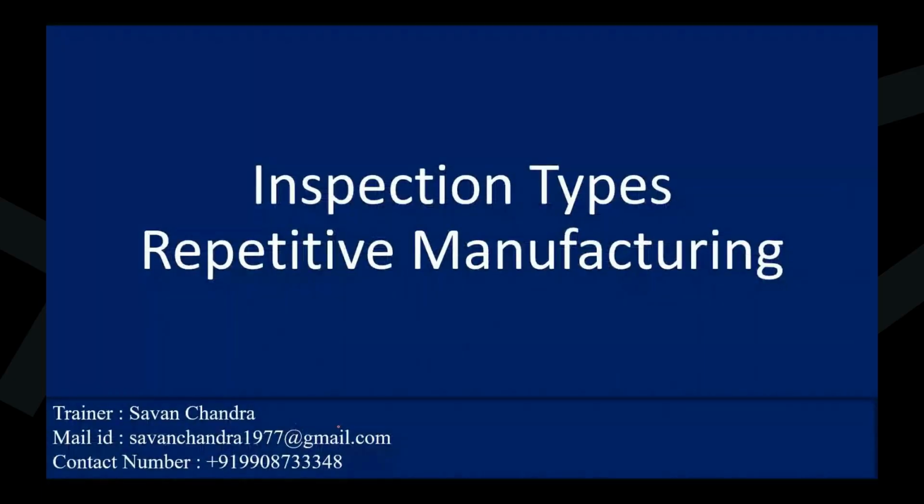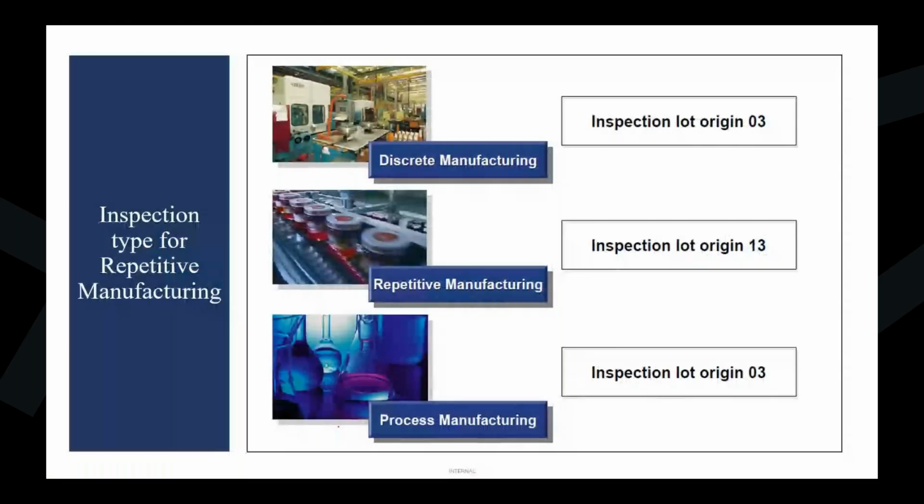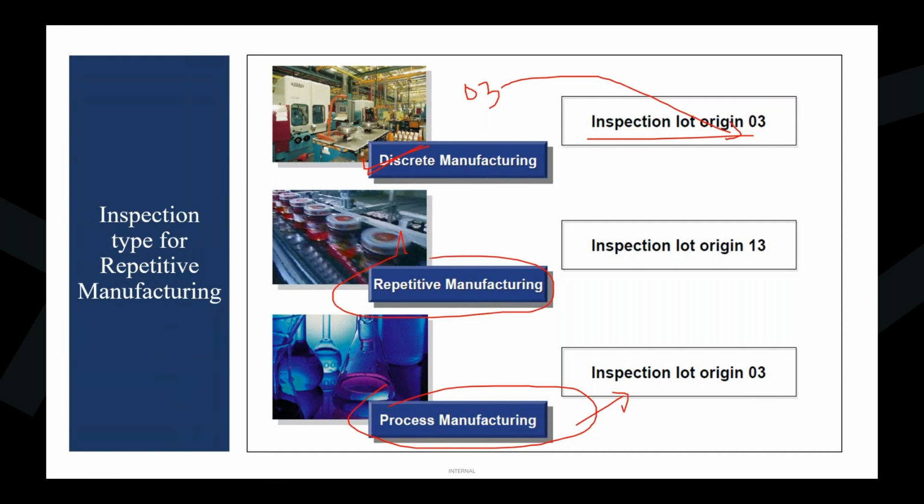Now, what are the inspection types used in repetitive manufacturing? If you recollect, in discrete manufacturing, for the in-process inspection we used inspection type 03 with inspection lot origin 03. Same thing in process manufacturing. But in repetitive manufacturing you will be using inspection type 13 for in-process with inspection lot origin 13. That is the difference.